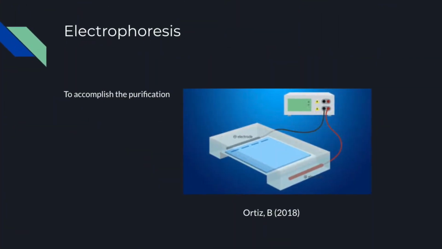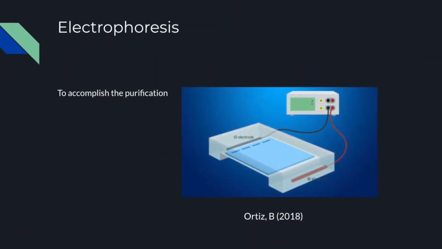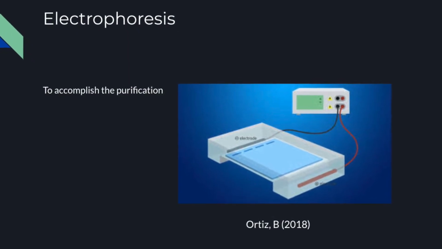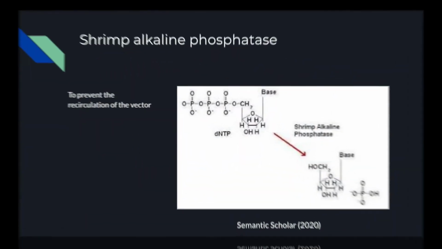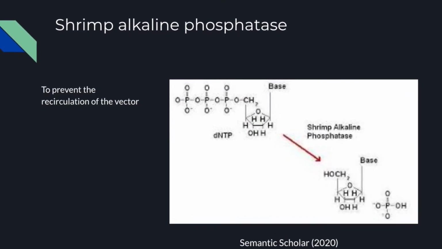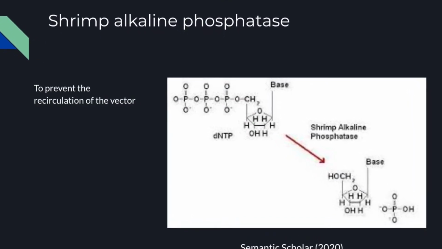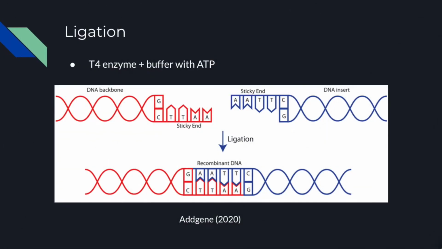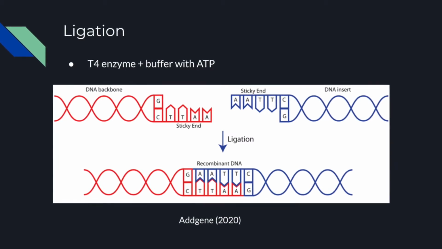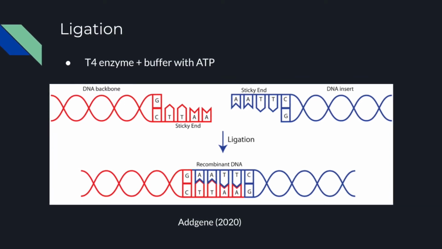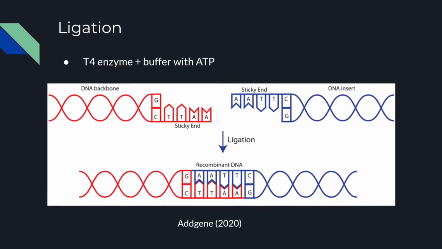Once the double digestion is complete, the purification process by agarose electrophoresis removes the small pieces of DNA resulting from the double digestion. To prevent the recirculation of the vector, it is useful to implement shrimp alkaline phosphatase, which removes the phosphate group of the nucleotides. The ligation of the gene of interest and the vector is performed by the T4 ligase, which catalyzes covalent phosphodiester linkage, and the ligase buffer that contains ATP.